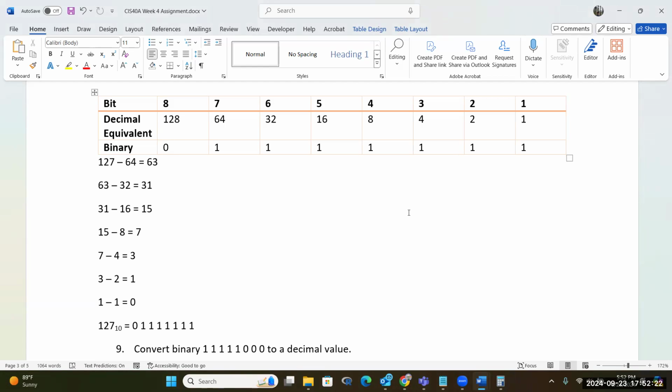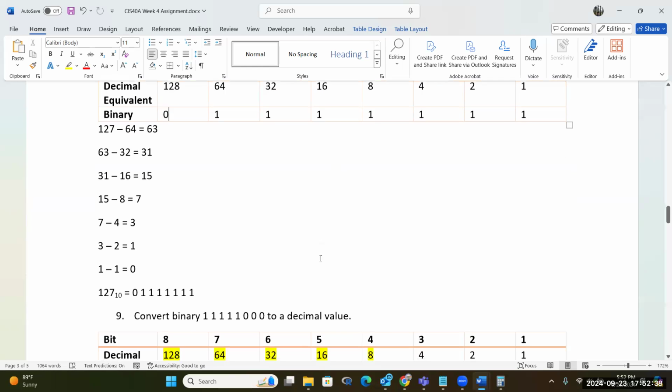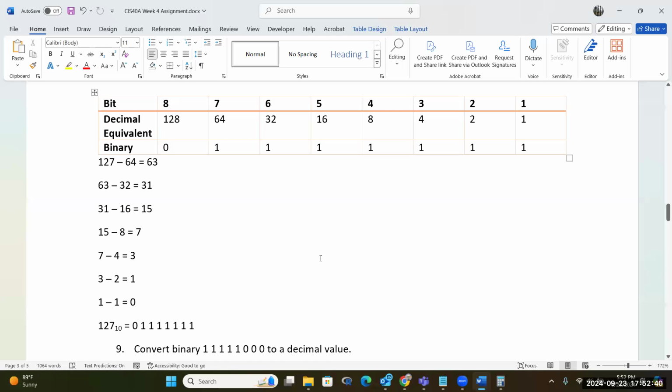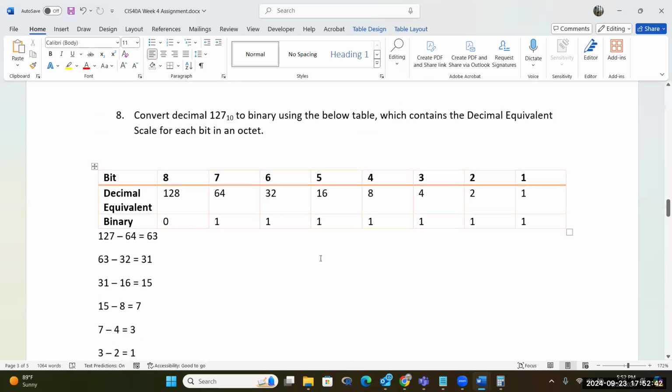Okay. So now we're gonna go in reverse. We're gonna go from a binary to a decimal value. We need to know this so that we can do subnetting. This is gonna apply to the later part. Any question regarding 8?